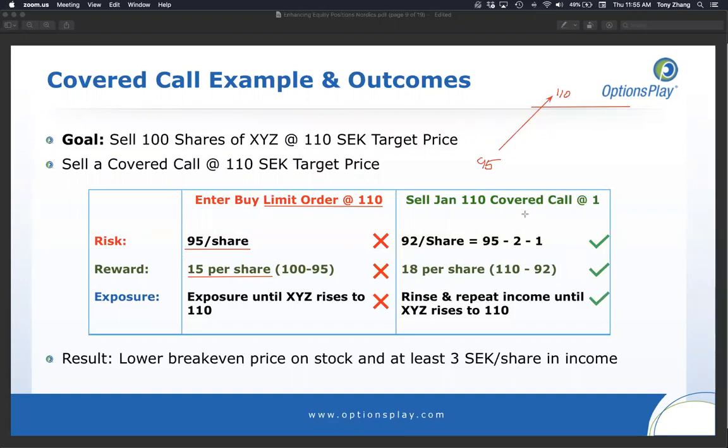But when you're an options investor, you can sell the same 110 covered call at the same price that you would place a limit order at, but receive, let's say, 1 crown in income for the next month. And what this does is it reduces your potential risk even further.